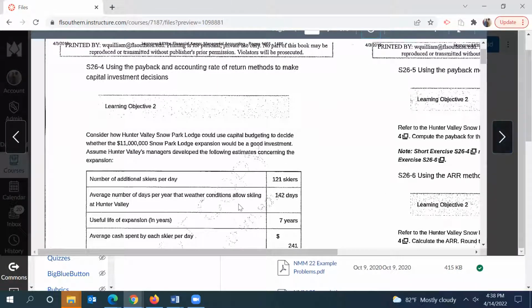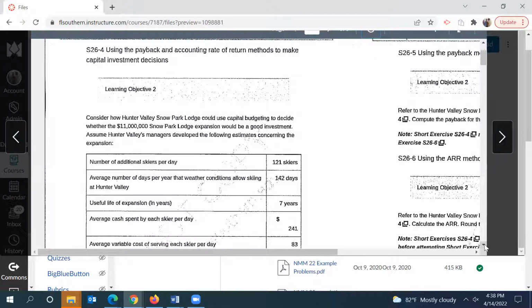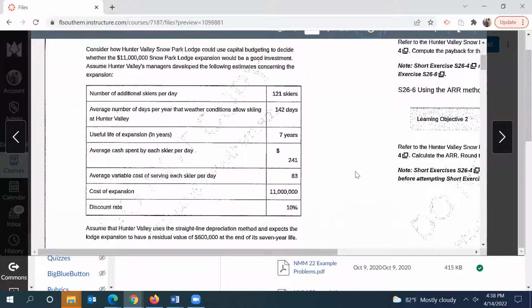So we're going to look at the number of additional skiers per day that this expansion gives us, 120. We'll look at the average number of days per year that weather conditions allow skiing in Hunter Valley, 142 days. So you can bet we're going to multiply those, calculate volume. Let's work our way to revenue.